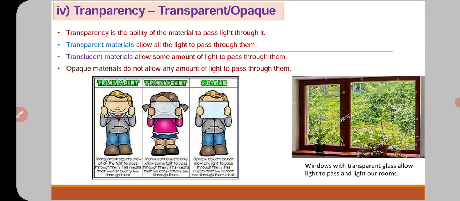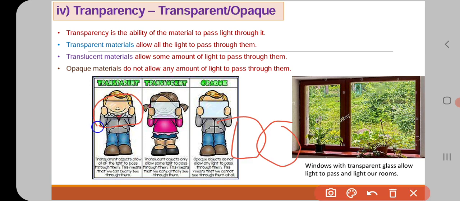Transparency. Some things are transparent, translucent, and opaque. Let's go with transparent first. Materials that allow light to pass through them are called transparent materials. Glass, water, acrylic sheet, and cellophane paper are transparent materials. If you see the image over here, it's transparent.